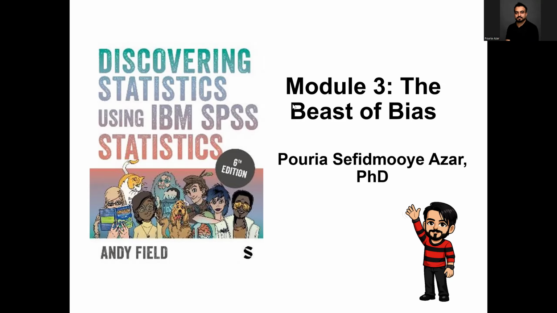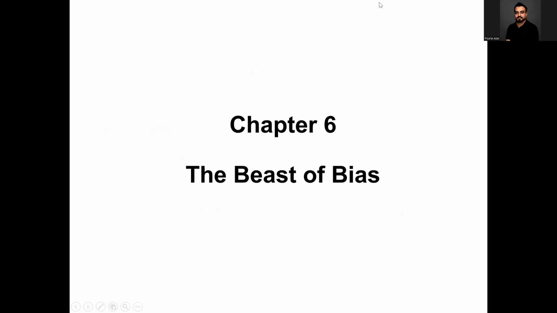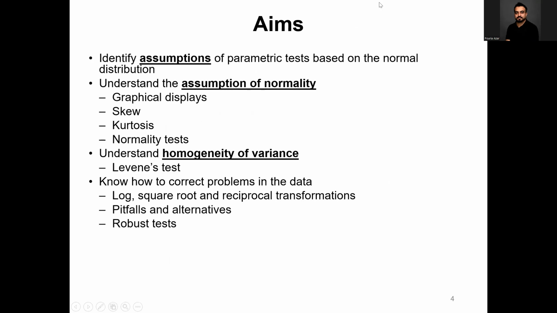Welcome to Module 3. This module is about the beast of bias. In this module, we will talk about the general assumptions of parametric tests based on the normal distribution. So this module covers chapter 6 from your textbook.